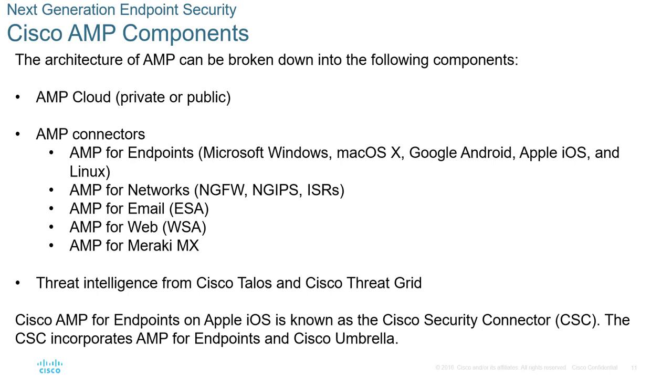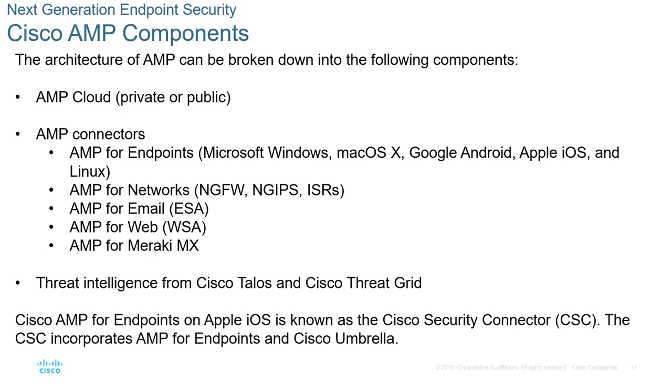So part of Cisco AMP components are going to be things such as AMP for the cloud, both public and private. AMP connectors. That's going to be basic endpoint connectors for end devices: Windows, Mac, Android, iOS, Linux, and so forth. There are network appliances that use AMP: NG firewalls, NG IPSs, and the new integrated service routers. I always love that. ISRs, routers.